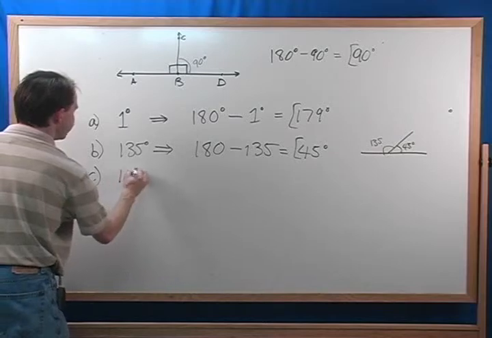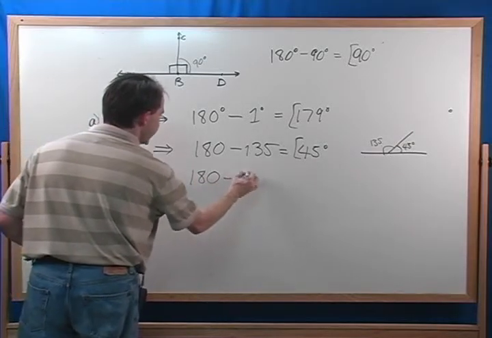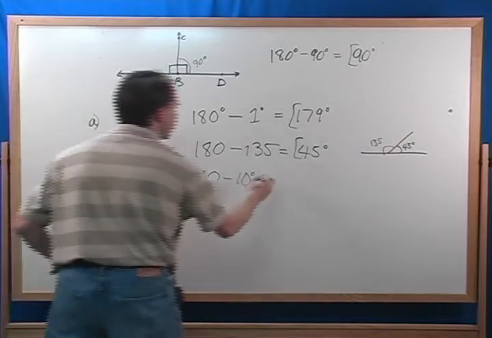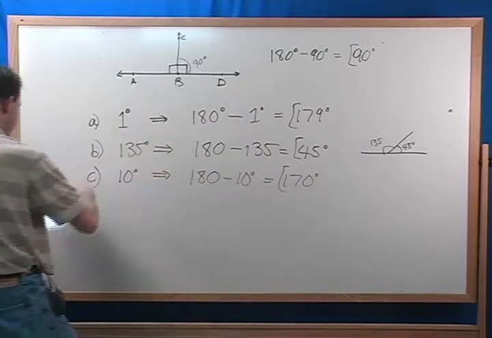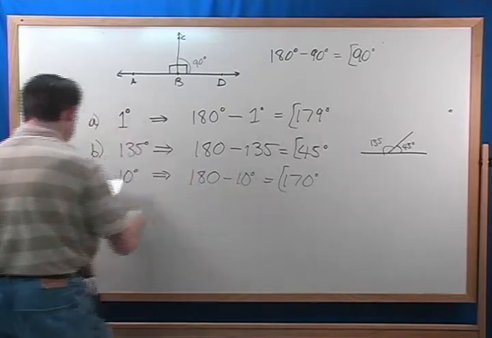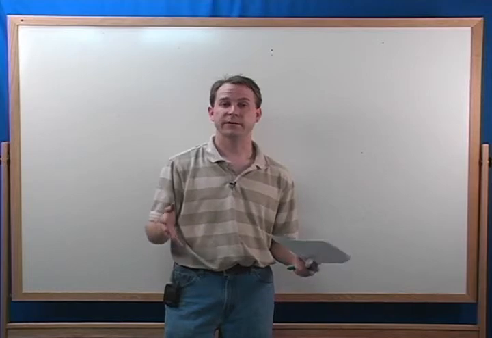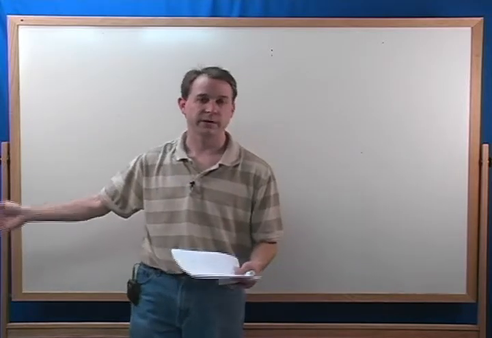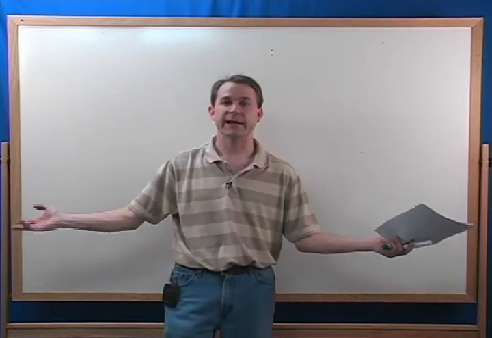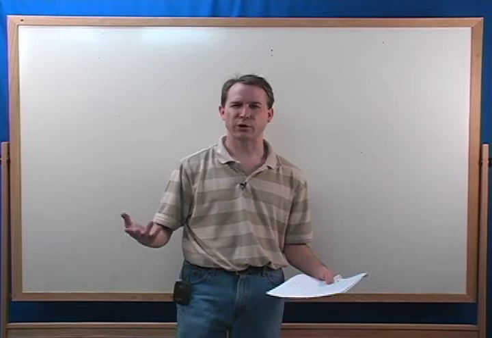What is the supplement of 10 degrees? Well, same thing. Take 180 degrees minus the 10 degrees, and you will get 170 degrees. That is the supplement of 10 degrees because you add them together and you get 180 degrees. And now we're going to talk about the topic of vertical angles. We've talked about the complementary angles, the supplementary angles, the angles that add up to 90 degrees or add up to 180 degrees. Now we're going to talk about vertical angles.